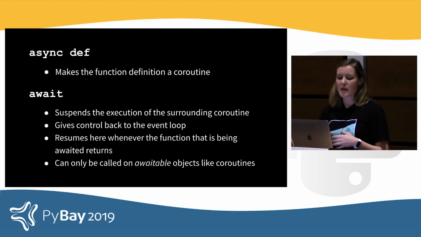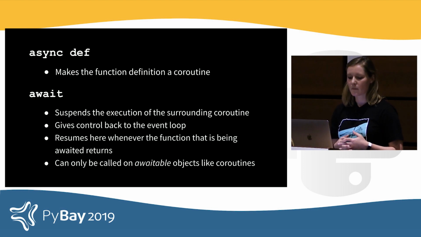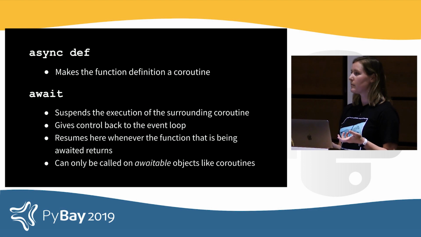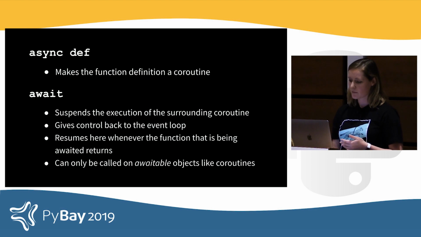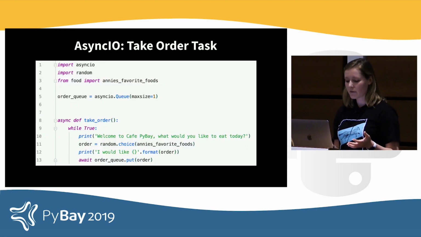So async def makes the function definition a coroutine, and await suspends the execution of the surrounding coroutine. And it gives control back to the event loop to run other tasks in the meantime. It resumes back at this await when the function that is being awaited returns. And so you can only call await on awaitable objects, like coroutines. So back to our take order function, it flows very similar to how it looks for our generator example, but this time it's using async def and await.